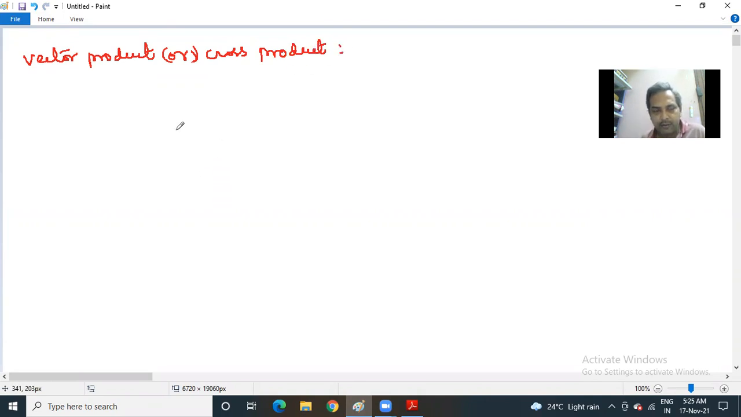So look at the formula given below. C is equal to, C is a vector, that is the resultant, A cross B. This is the way to represent. And you can also write AB sine theta with n cap. So looking at this equation, just now you frame the definition.